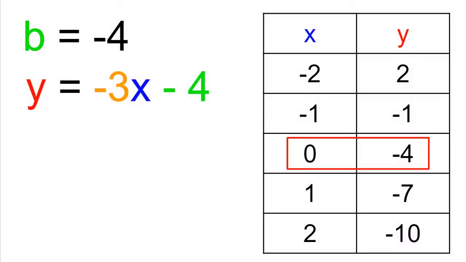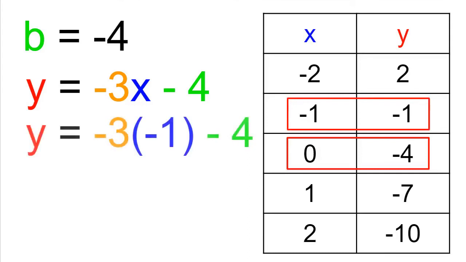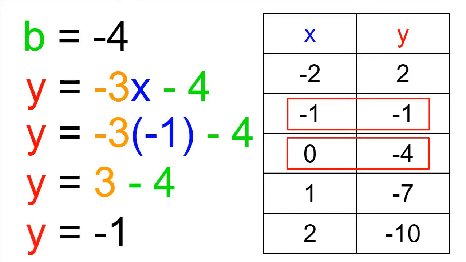Now let's check our answer. So we pick any point, -1, -1, and now I'm going to substitute in -1 into x, and then I'm going to solve. So -3 times -1 is 3, minus 4 is -1. And as you can see, the y coordinate is -1. So this is the right formula, y equals -3x minus 4.